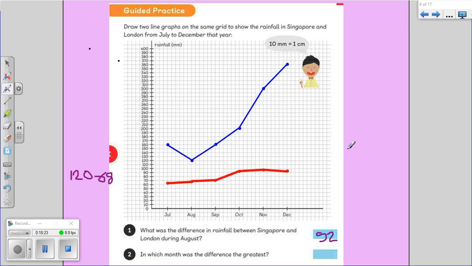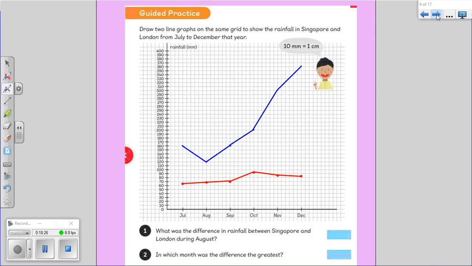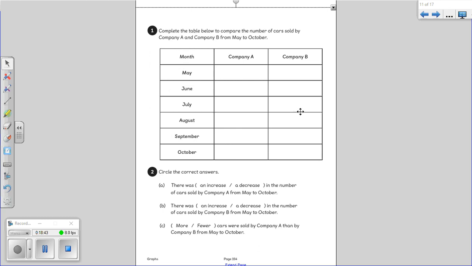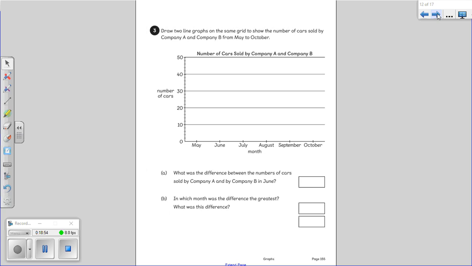So now have a go at the worksheet. Let's have a look at what you need to do. So you've got 3 pages to this worksheet. Here are 2 line graphs again, but this time they're on numbers of cars sold by 2 separate companies. And then you've got some questions to fill out. So you first got to complete the table, just like I did for the 2 graphs on rainfall, to answer some questions. And then you have got to plot 2 line graphs to show the number of cars sold in company A and company B.